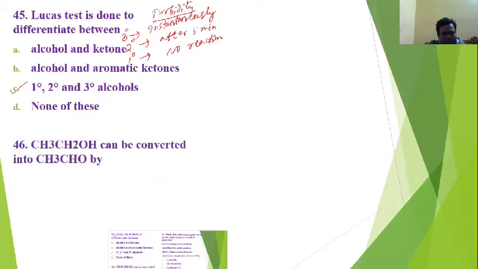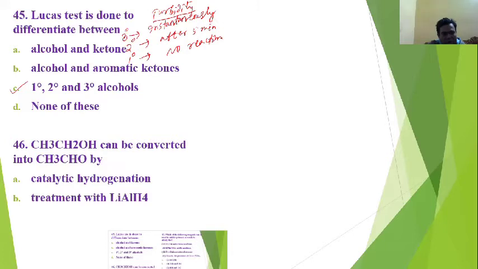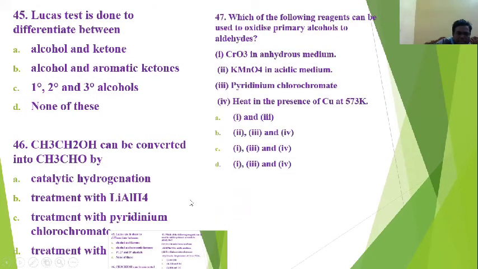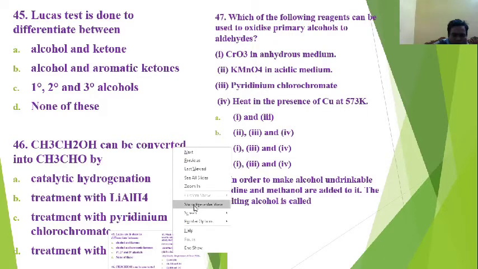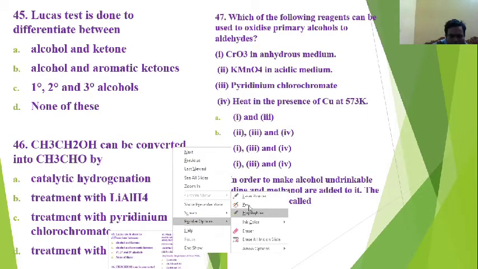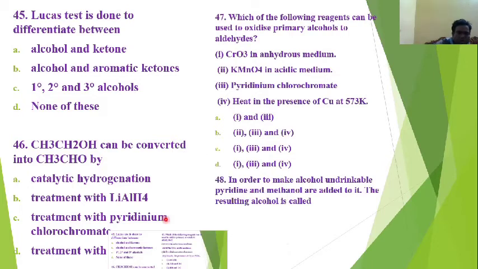The next question: ethyl alcohol can be converted into acetaldehyde by catalytic hydrogenation, treatment with LiAlH4, or treatment with pyridinium chlorochromate or PCC. Your answer is option C.